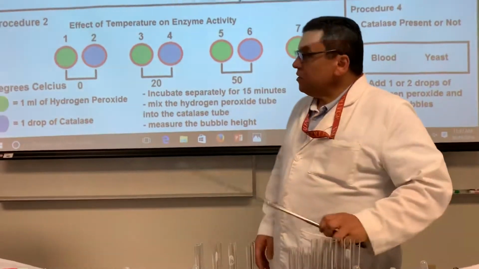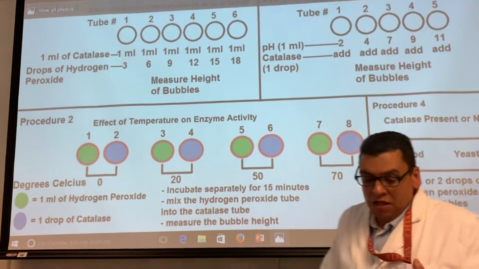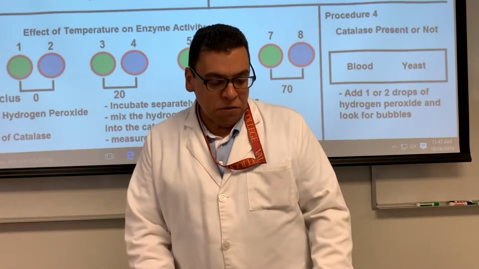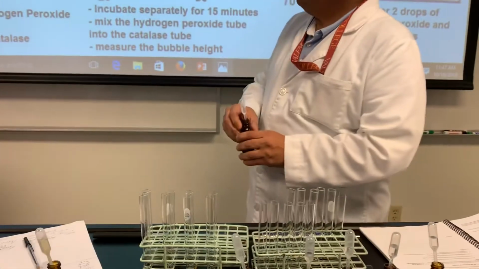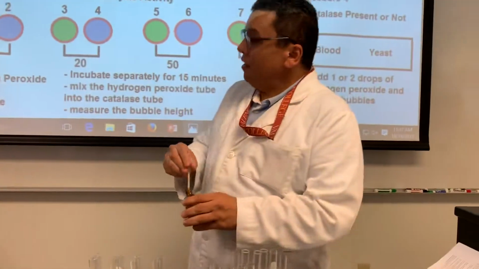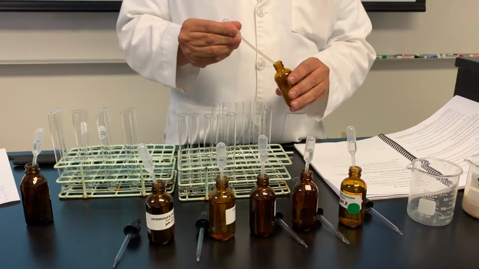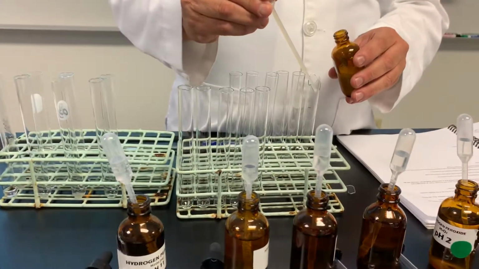Okay, let's go on to the next one. The next one is the substrate concentration, the different amounts of substrate. So what's a substrate? It's the hydrogen peroxide, right? So the procedure is asking us to take 1 ml of catalase and add it into each of these tubes, including the broken tube. So let's see, make sure I don't hurt myself there.